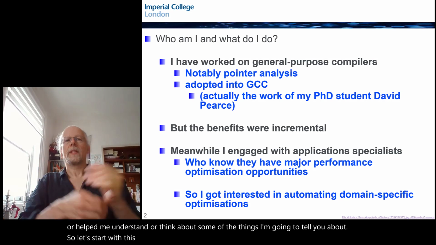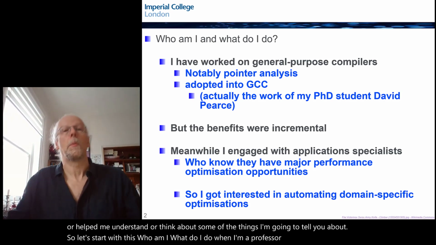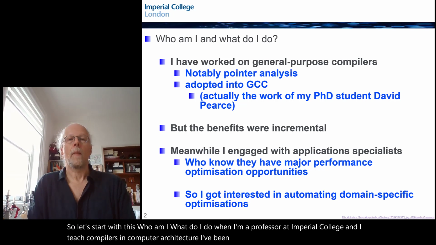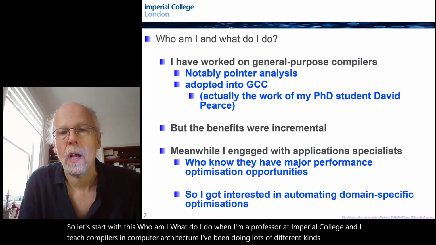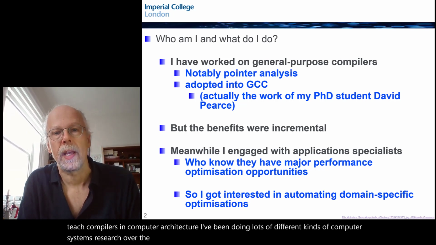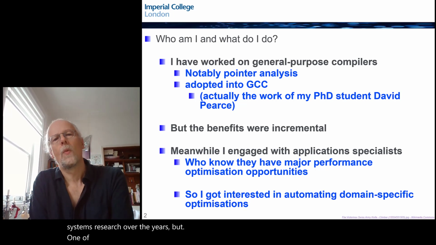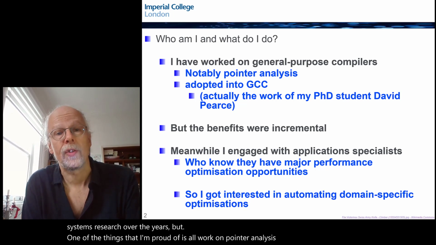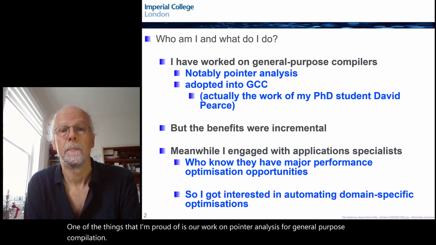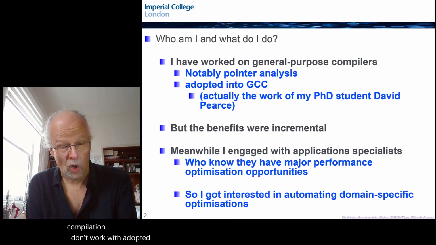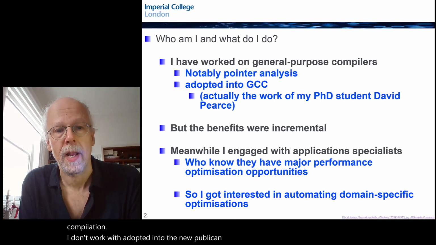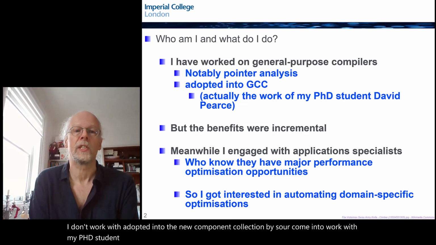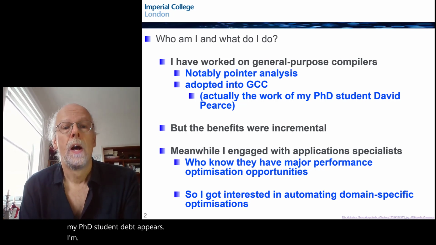So let's start with this. Who am I and what do I do? Well, I'm a professor at Imperial College and I teach compilers and computer architecture. I've been doing lots of different kinds of computer systems research over the years, but one of the things I'm proud of is our work on pointer analysis for general purpose compilation. In fact, our work was adopted into the GNU compiler collection. When I say our work, I mean the work of my PhD student, David Pierce.